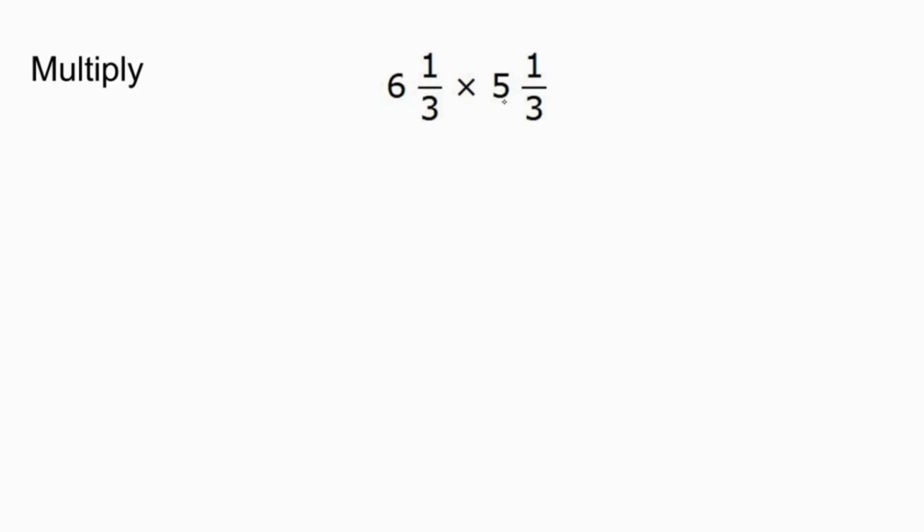Multiply 6 and 1/3 times 5 and 1/3. When multiplying two mixed numbers together, the first thing I want to do is turn them both into improper fractions. How do I do that for this one?